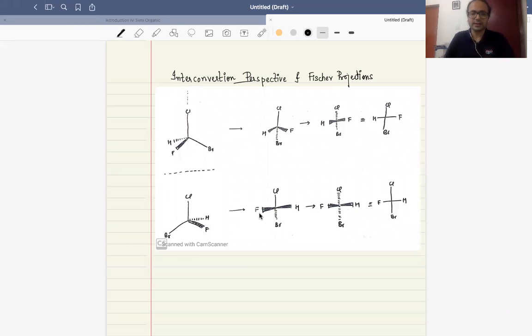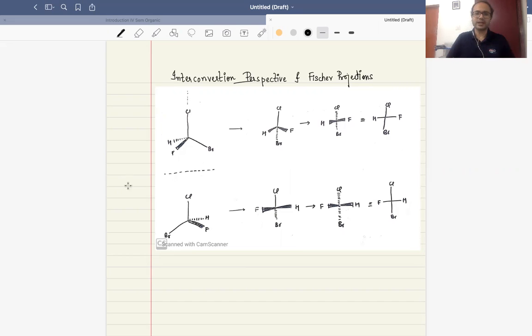Today, let us look into how to convert a perspective formula into a Fischer projection formula or vice versa. Many of the students found it a little difficult to understand how a perspective formula can be converted to a Fischer projection formula, or the conversion of a Fischer back to the perspective formula. So here I'll tell you a technique of how to convert a perspective formula into a corresponding Fischer projection formula.